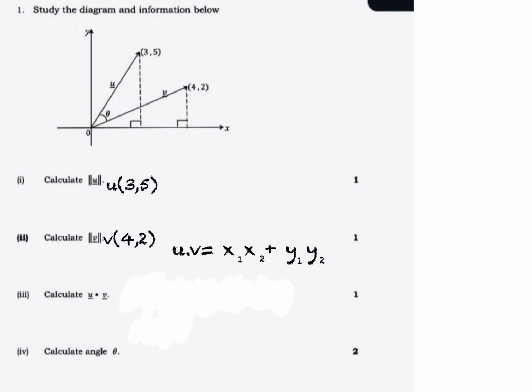We already figured out A and B. Then, just x1 is 4, 4 times 3 plus 5 times 2. We will get, okay guys, 22. U dot product V equals 22.